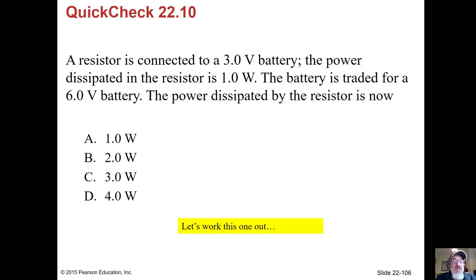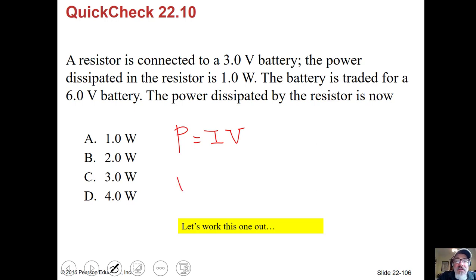Okay, so here a resistor is connected to a 3-volt battery. The power is 1 watt, 1 joule per second. The battery is traded for a 6-volt battery. The power dissipated is now... Okay, so we have power equals I times V. The V that the resistor gets is the same thing that the battery is providing.